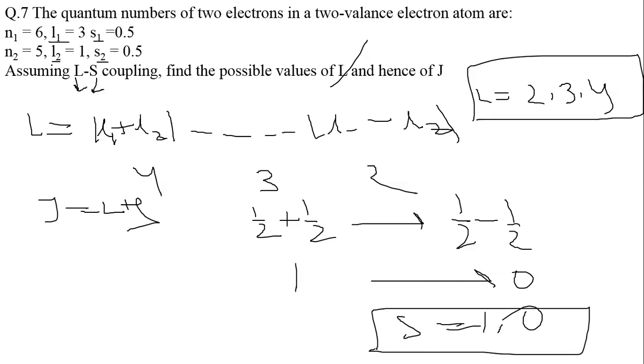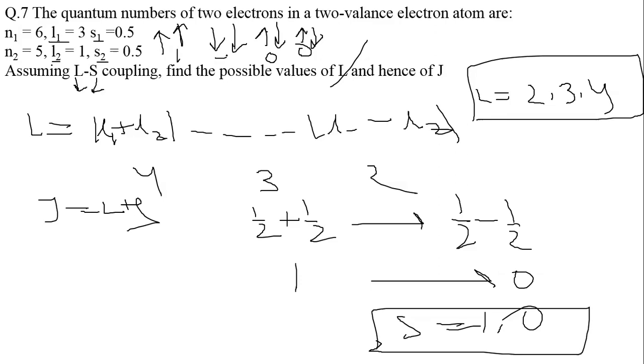If there are two electrons, then both can be parallel, or both can be anti-parallel, or one of them parallel and one anti-parallel. So in this case the total is 0 because it is minus half plus half. Here in this case it is 0. Here it is half plus half, which is 1.